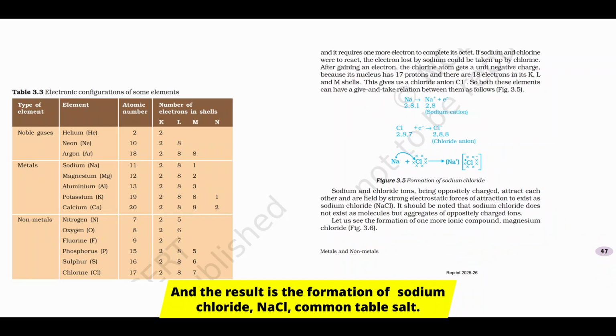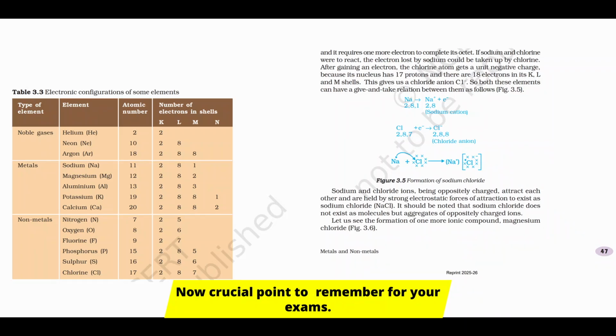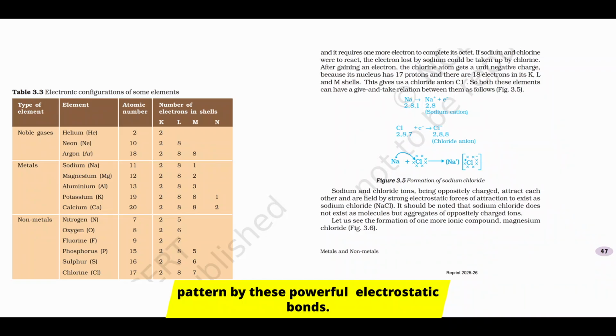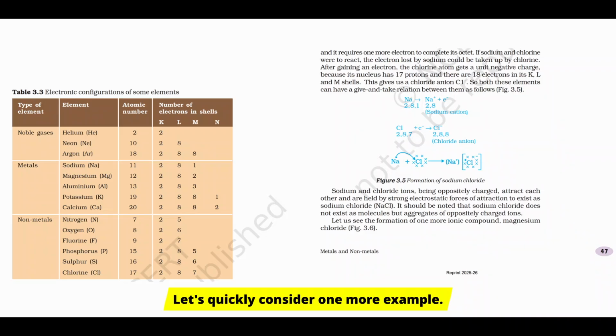common table salt. Now, a crucial point to remember for your exams. Sodium chloride does not exist as individual, discrete NaCl molecules. Instead, it forms a vast, highly organized crystal lattice structure. It's a large aggregate of these oppositely charged ions, Na+ and Cl-, held together in a repeating pattern by these powerful electrostatic bonds. Let's quickly consider one more example.